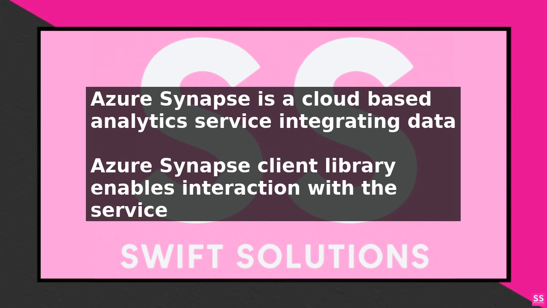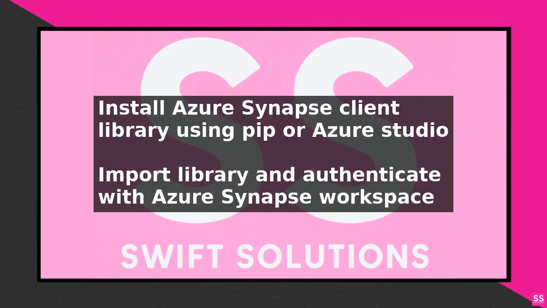You can do this by using pip install Azure Synapse Spark or by using the Azure Synapse Studio to create a new notebook and install the library. Once installed, you can import the library and authenticate with your Azure Synapse workspace. You can authenticate using the default Azure credential or by providing a service principal.